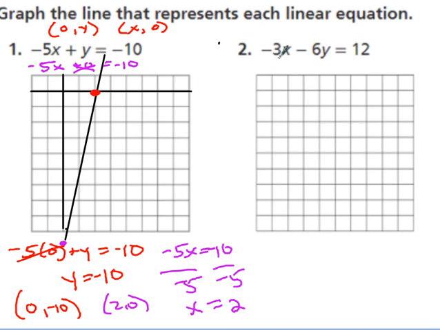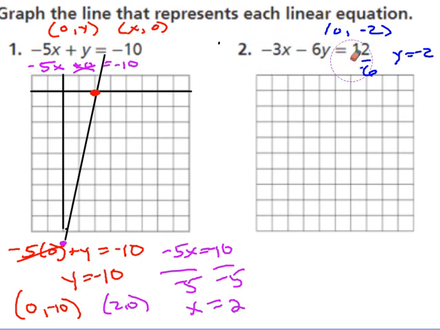Okay? So if I plug in x as 0, that goes away. So then my y is just divided by negative 6. That negative follows the number. That goes away. I'm left with y equals negative 2. So that's where negative 2 goes. So there's my y-intercept. It's at negative 2.